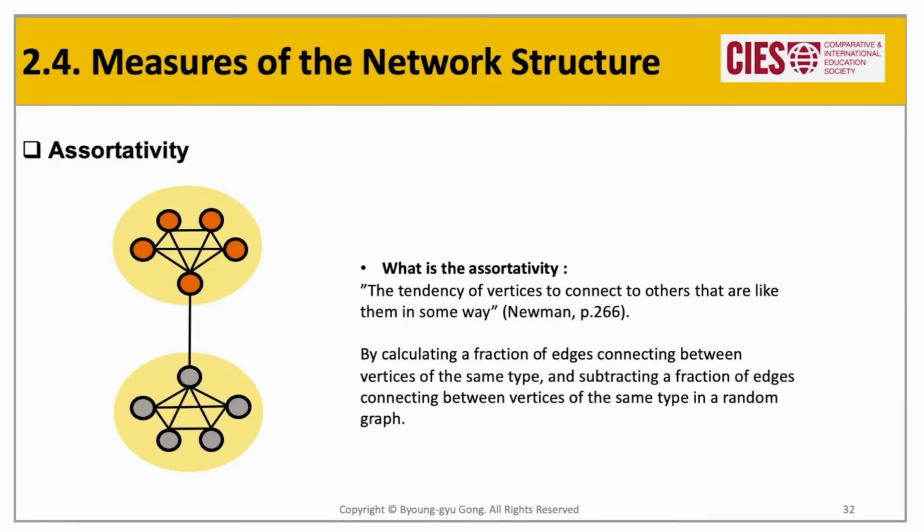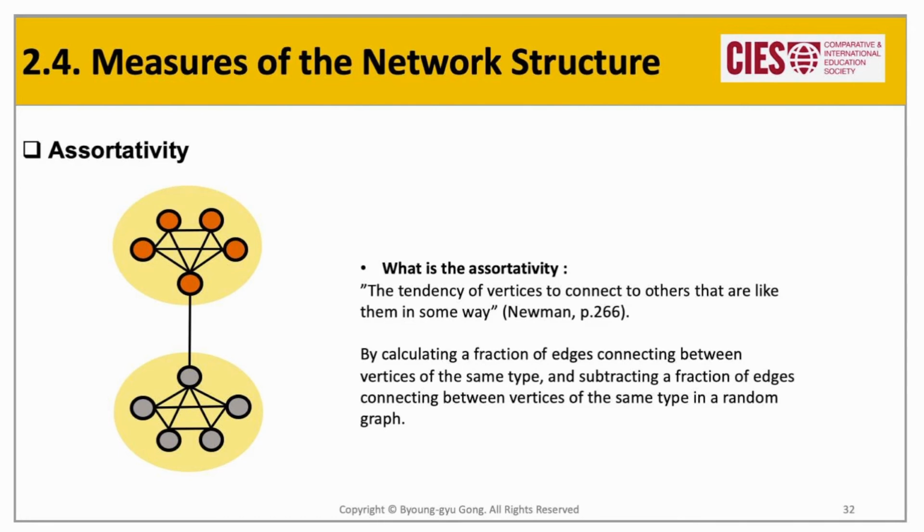Assortativity is also one of the measures showing the network structure. Assortativity is defined as the tendency of vertices to connect to others that are like them in some way. We can see many real-world examples of assortative mixing, such as friendship networks, clustering together with the same gender, age, and income, and also faculty co-authorships grouping together with the same field and nationality.